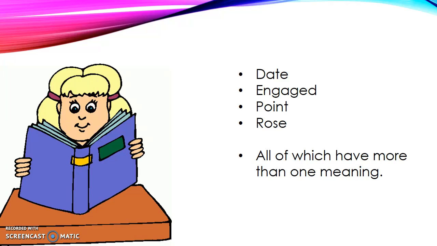When you read, you may encounter words that have more than one meaning. You may also run across an unfamiliar word, something that you have never seen before. Context clues can help you figure out the meaning of unfamiliar words by using the other words around them. Here are a couple examples of words that have more than one meaning: date, engaged, point, rose. Each one of those words can be used in a different way, all of which have more than one meaning.